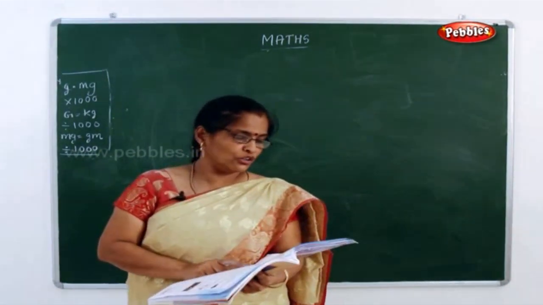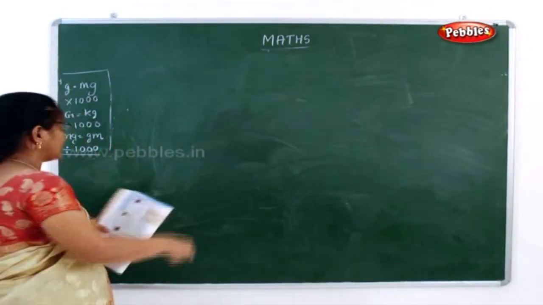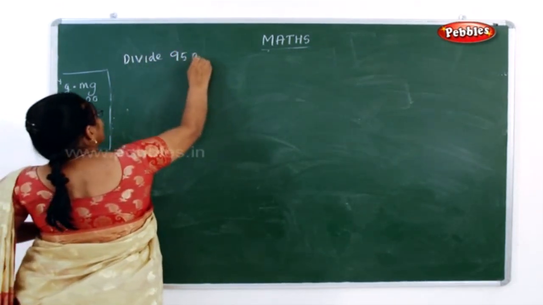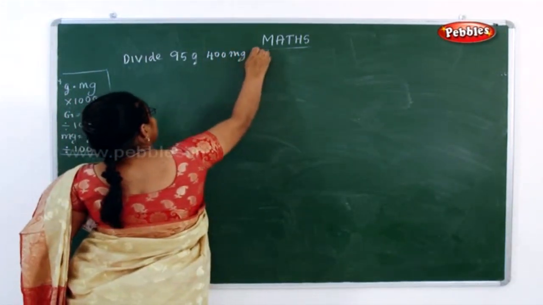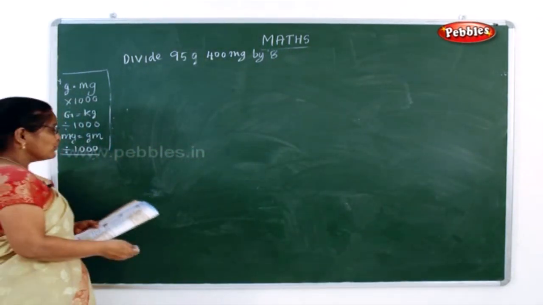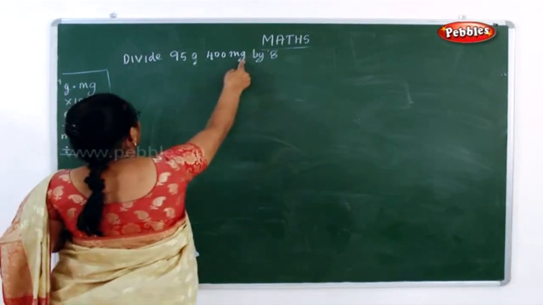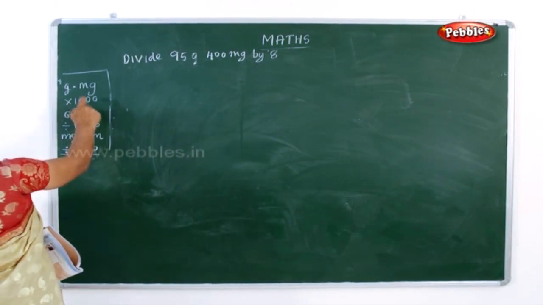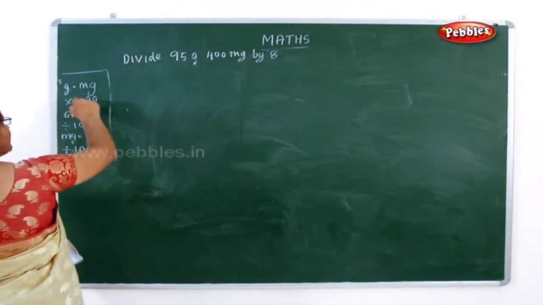See, the first one, your example sum is to divide 95 gram and 400 mg by 8. You cannot directly do it like this. So now what you have to do, when you want to convert gram into milligram, I told you, you have to multiply with 1000. Already I have written it here.